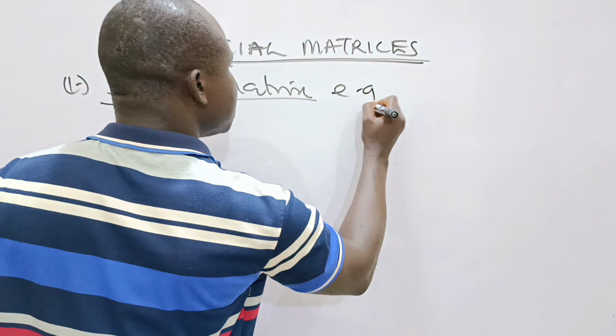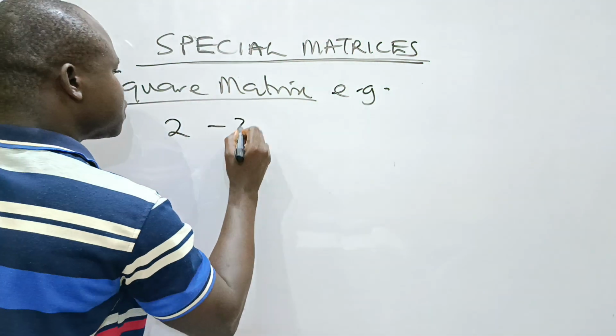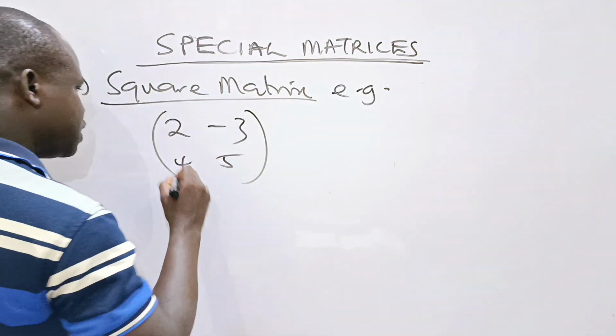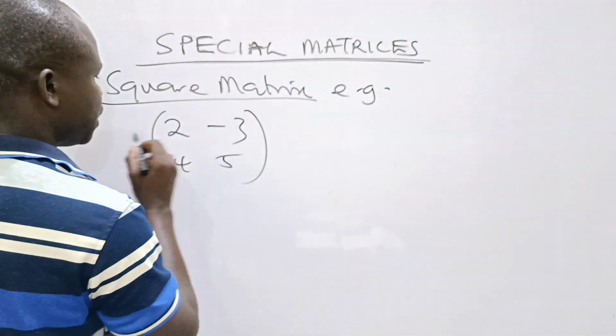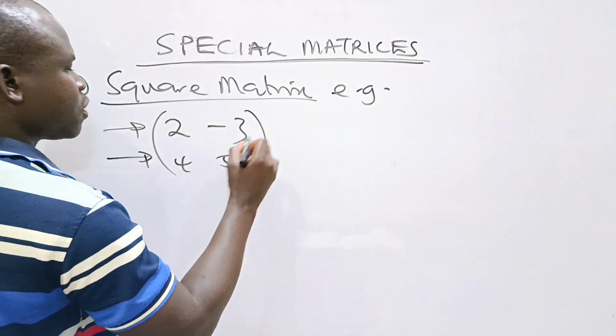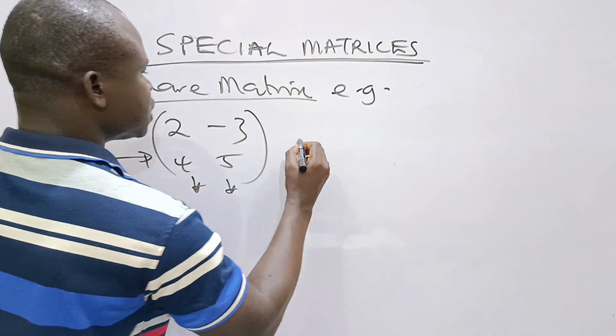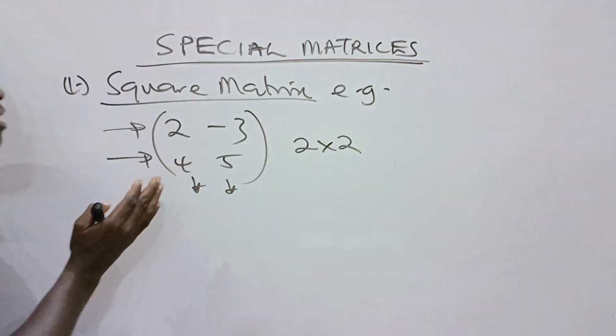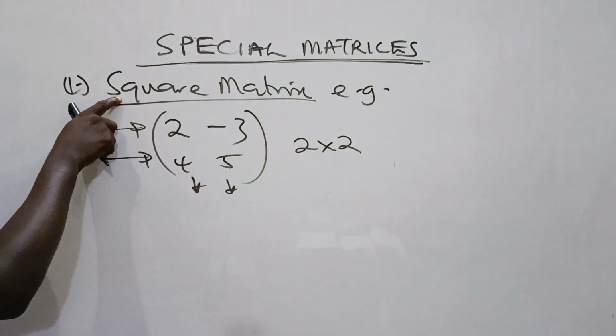An example of a square matrix is when we have 2, minus 3, 4, 5. This is an example of a square matrix. How many rows do we have here? 1, 2. How many columns? 1, 2. So this is a 2 by 2 matrix. A 2 by 2 matrix is a special matrix, which is called a square matrix.